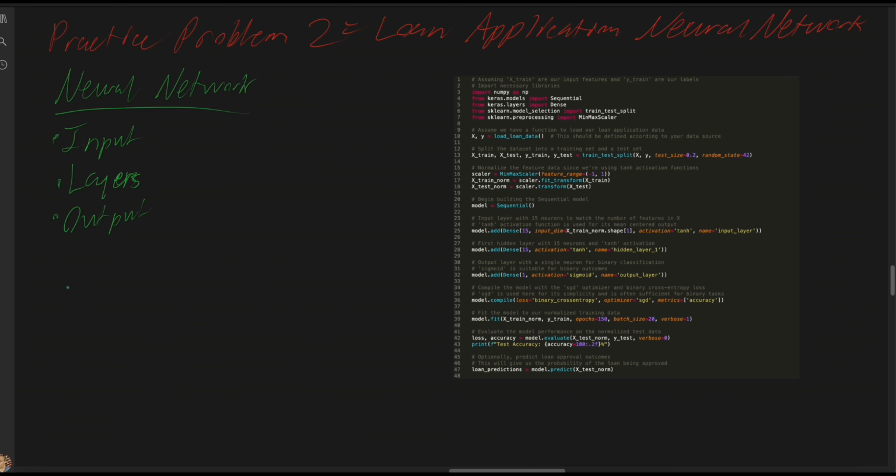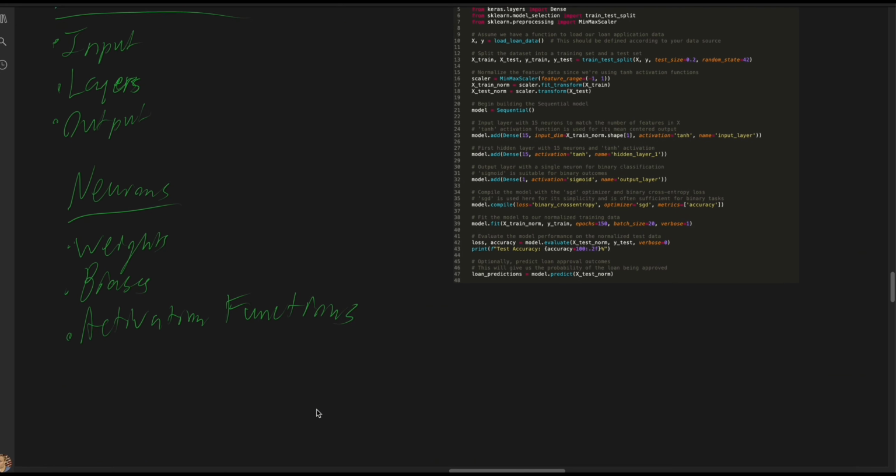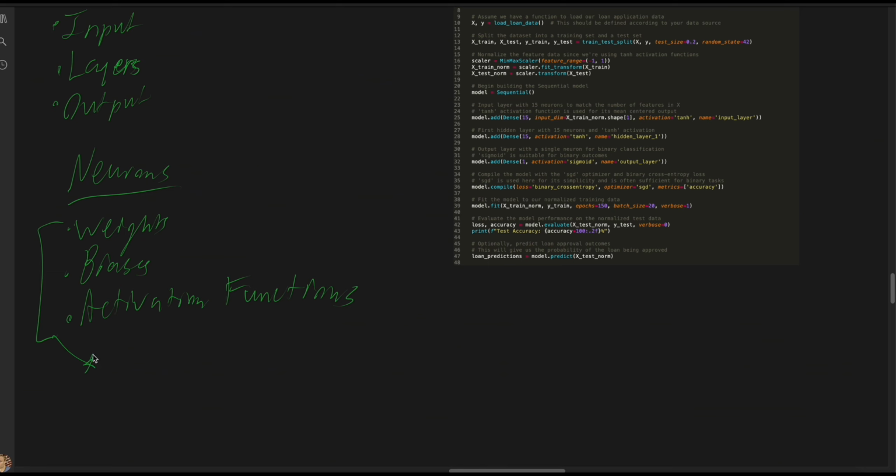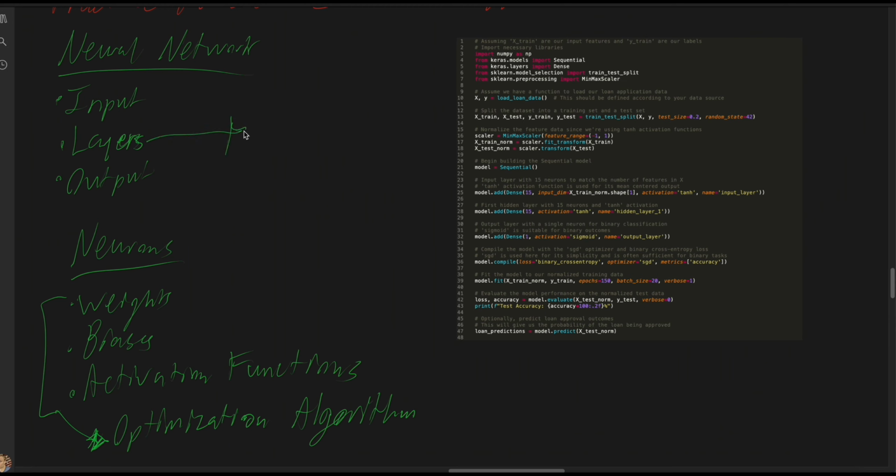And for each neuron that we have, neurons typically will have weights, biases, and activation functions, which will all be woven together with an optimization algorithm. And neural networks, when it comes to the training of the layers, typically have an input layer, one or more hidden layers, and we have our output layer.